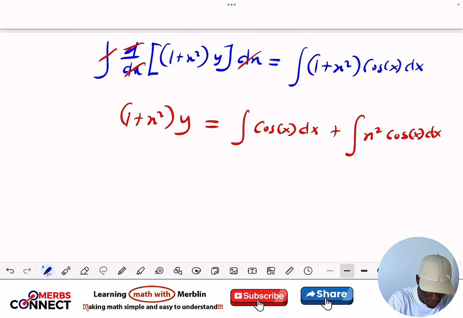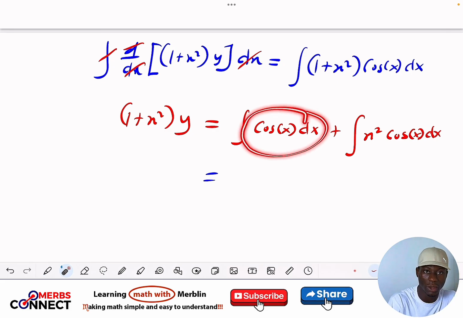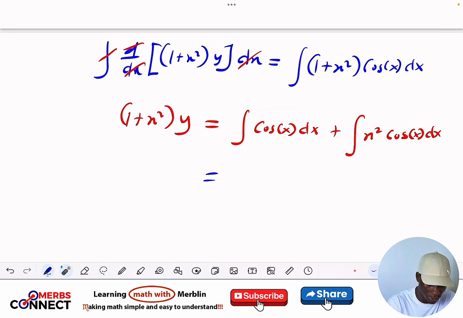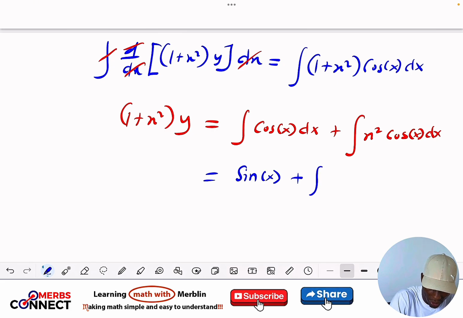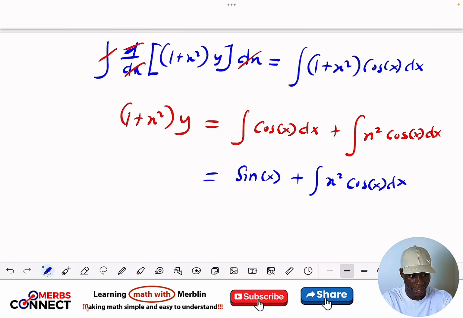But fortunately for us, we can see that the first one here, when I integrate cos, I'm going to get sine. So this one is very simple to see. So now our headache here is this one. Here we are going to use integration by parts two times before we can get our function.